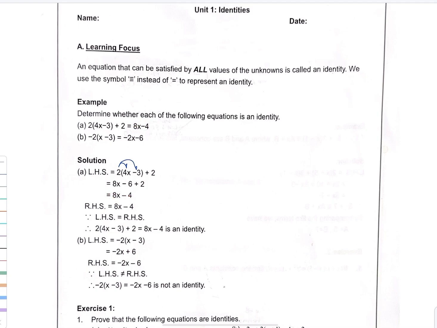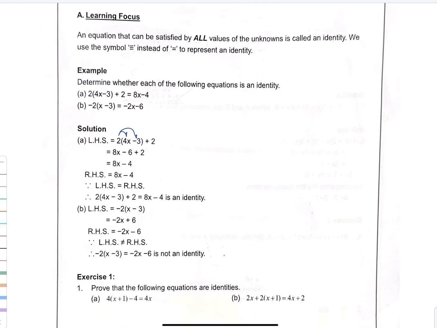How about the right hand side? The right hand side is 8x minus 4. Oh, look, they're totally the same, right? And if the left hand side equals the right hand side, then we will say that the whole equation is an identity. Same goes for the B part.